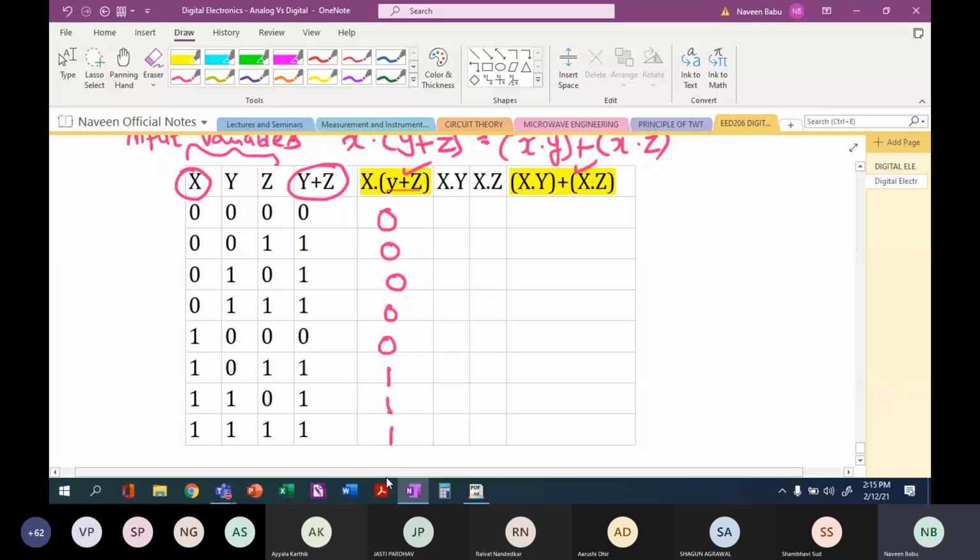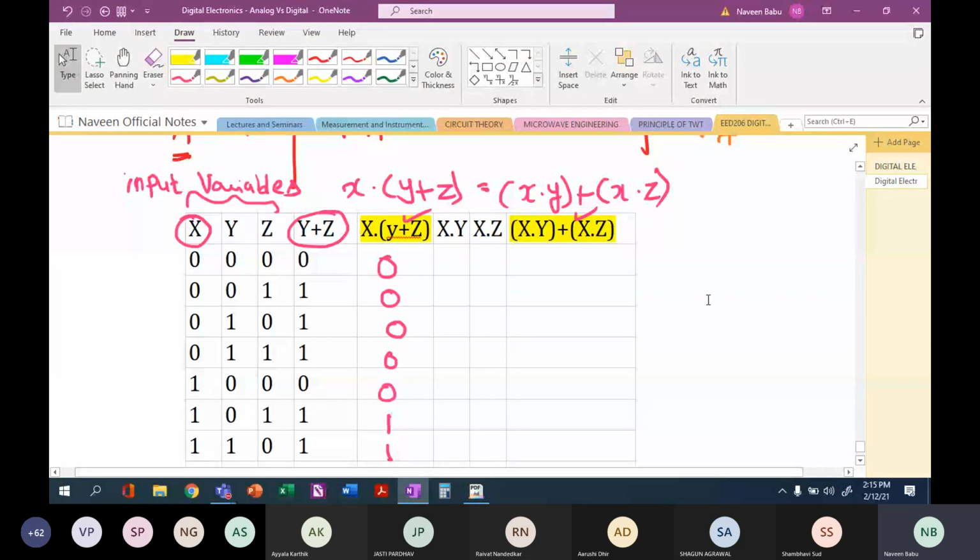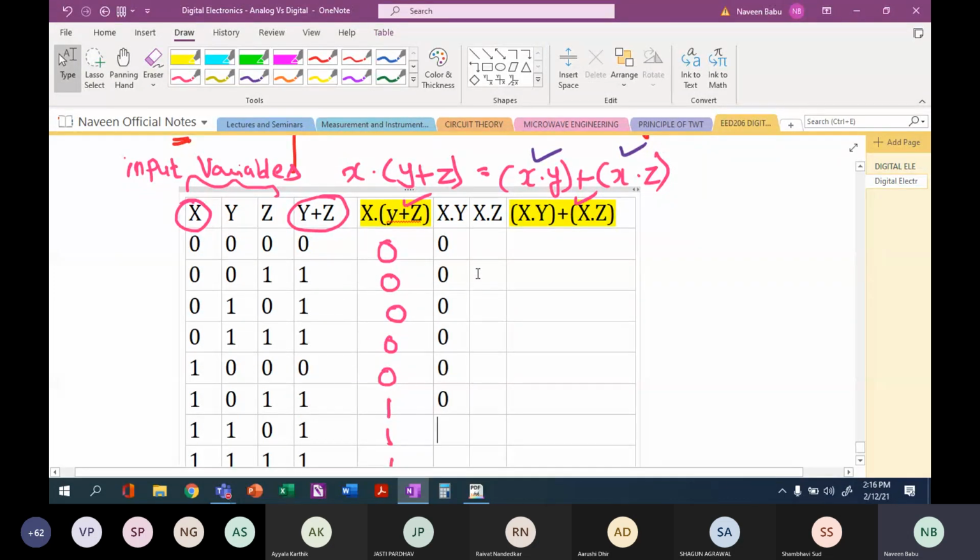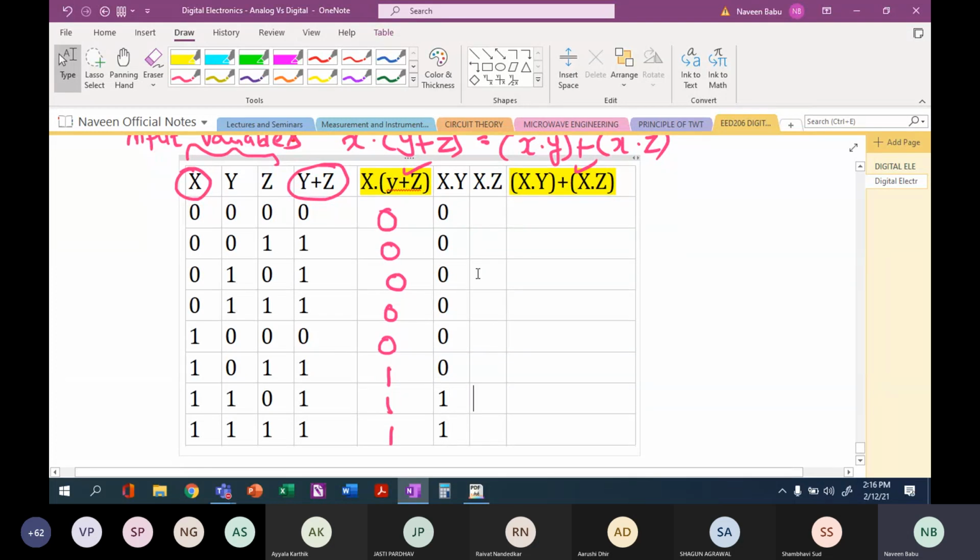Okay. So now let us come to the right hand side. The right hand side has got two expressions, x dot y and x dot z. What is x dot y? It is the AND operation of x and y. So this will be 0 dot 0 is 0, 0 dot 0 is 0, 0 dot 1 is 0 again, 0 dot 1 is again 0, 1 dot 0 is 0, 0, and here 1 dot 1 is 1 and 1. Right?